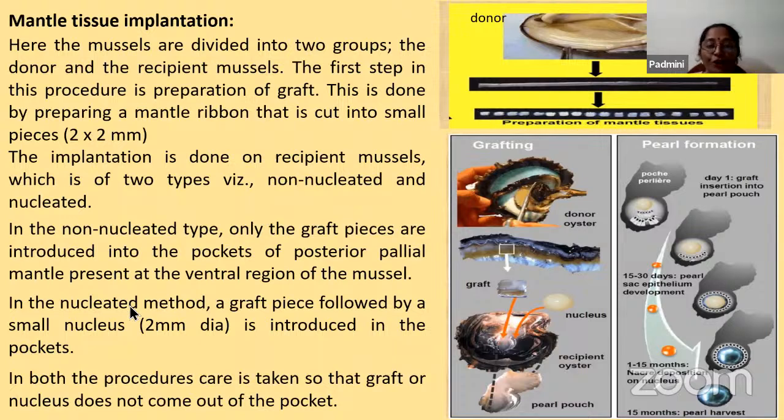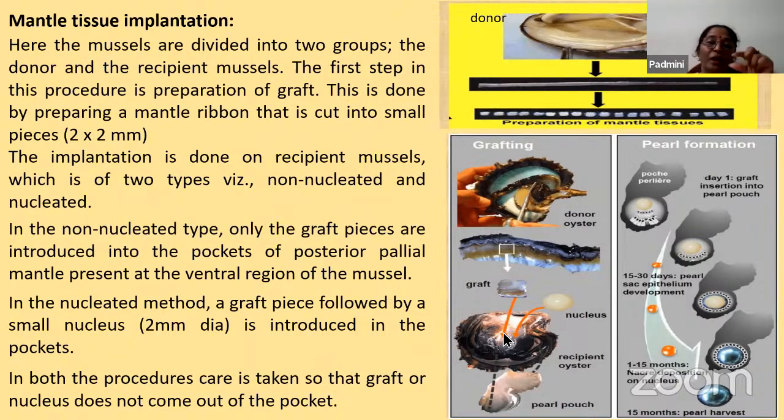When you're talking about the nucleated type, along with this graft, you're going to add even a nucleus. What is this nucleus over there? It's an artificial bead. So both of these go inside. So that is a nucleated method. In a non-nucleated method, only a graft is sent inside. So that is a difference you have to understand.